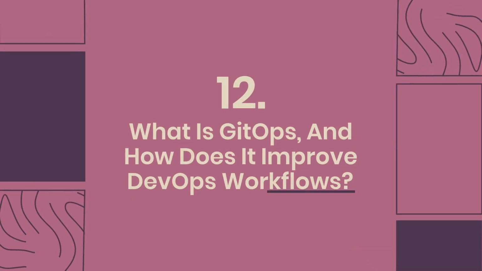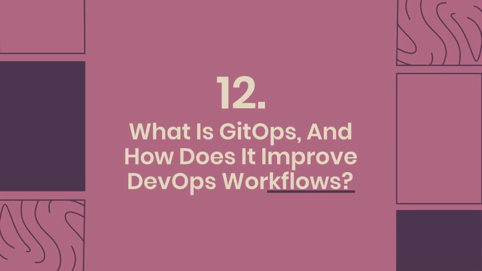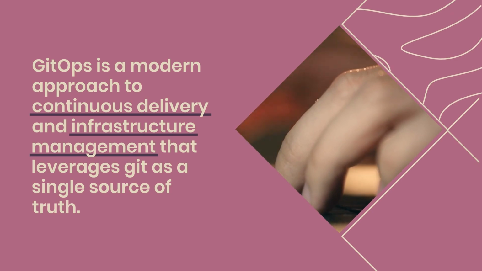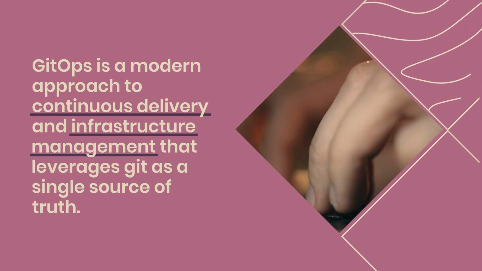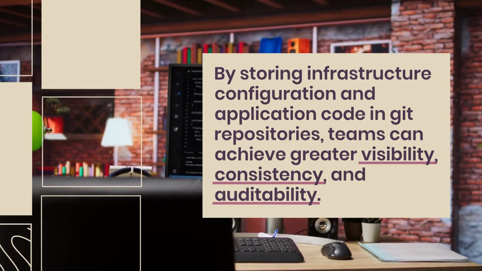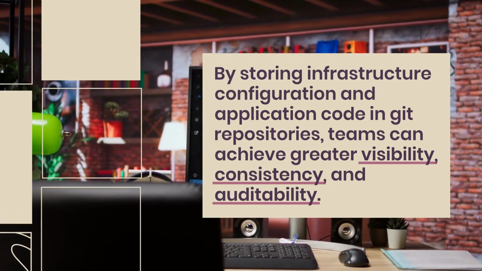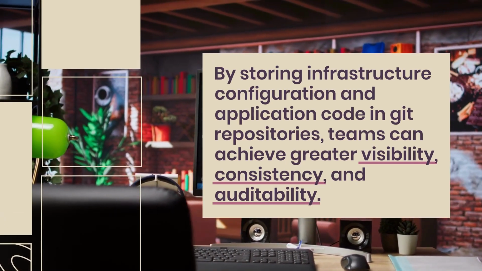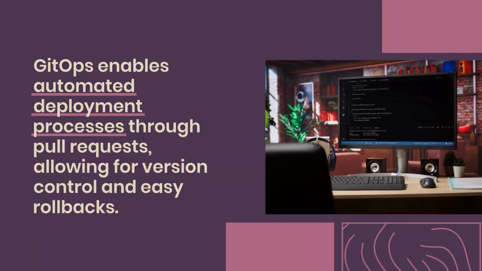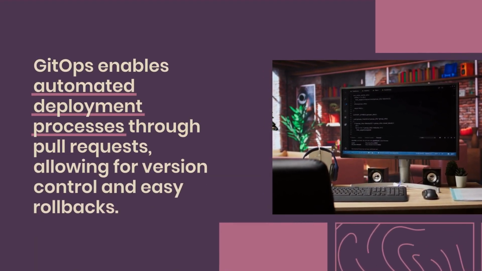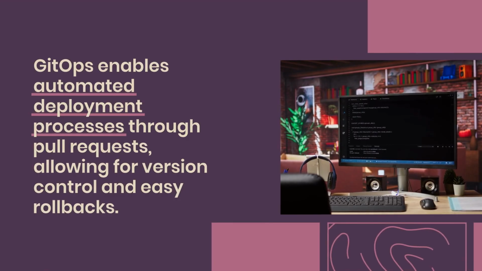12. What is GitOps, and how does it improve DevOps workflows? GitOps is a modern approach to continuous delivery and infrastructure management that leverages Git as a single source of truth. By storing infrastructure configuration and application code in Git repositories, teams can achieve greater visibility, consistency, and auditability. GitOps enables automated deployment processes through pull requests, allowing for version control and easy rollbacks.